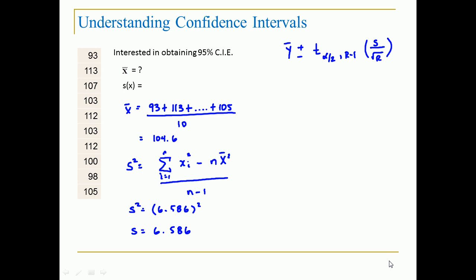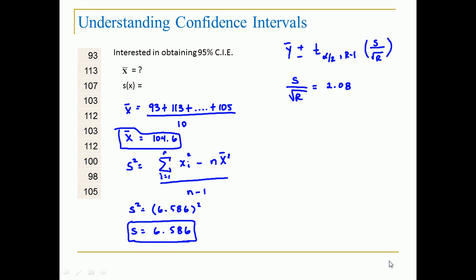So we have our sample average and our sample standard deviation. Now we need to compute s over the square root of r, and this is 2.08. And the value of the t distribution for alpha/2, r minus 1 is 2.26. So now we can get our confidence interval using these numbers.